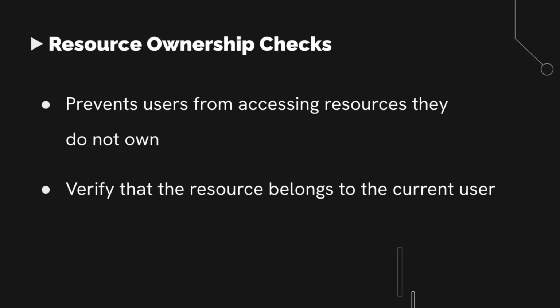The next secure authorization technique is resource ownership check. A permission-based check alone is often not enough to secure an application. Resource ownership checks ensure that a user can only access or modify resources they actually own, unless they have a special permission such as admin privileges.